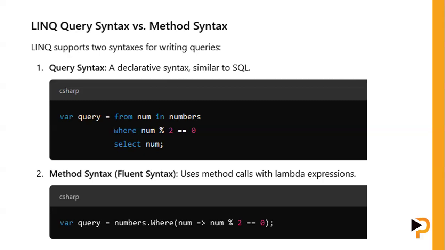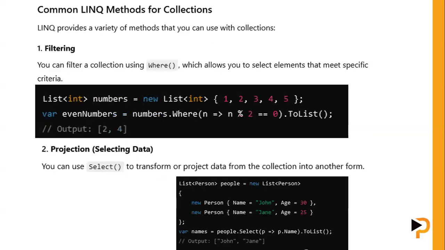Now, common LINQ methods for collections. What are the different methods provided by LINQ? You're saying, okay, LINQ is very useful, use it and all. But what are the different methods it provides to operate on collections?